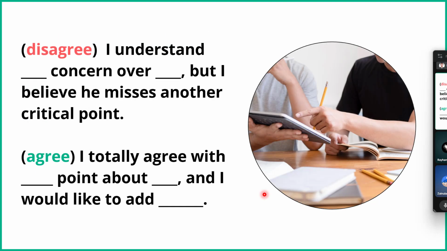So in order to do that, we can have this specific template as well. As an example, if you go ahead with a disagreement, for example, you might disagree with one of these students in the prompt, you can use this formula. You can say, I understand, and then you say the name of the person. I understand Alex's concern, for example, or I understand Brian's concern over globalization, but I believe he misses another critical point. It's disagreement. You're showing a disagreement to the point.